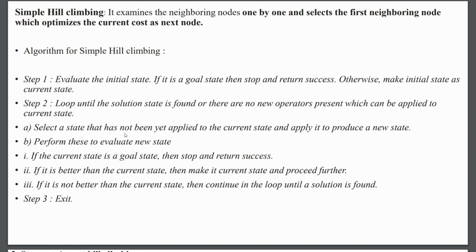The substeps are: select an operator that has not yet been applied to the current state and apply it to produce a new state. Evaluate the new state. If it is a goal state, then stop and return success. If it is better than the current state, make it the current state and proceed further. If it is not better than the current state, then continue to loop until the solution is found. Step 3: Exit once the solution is found.